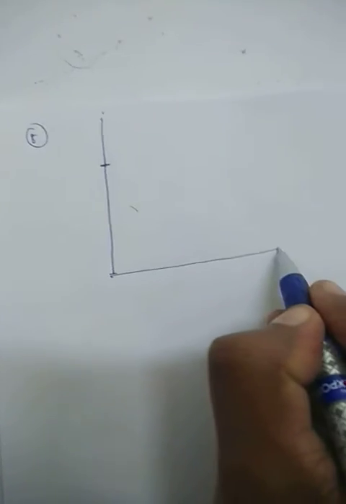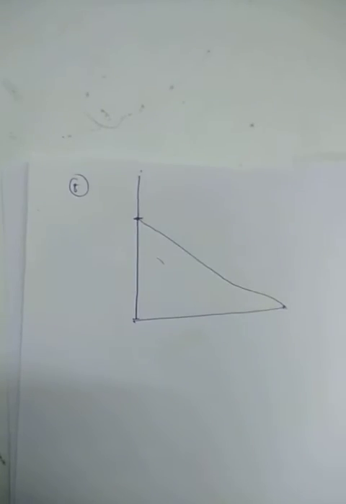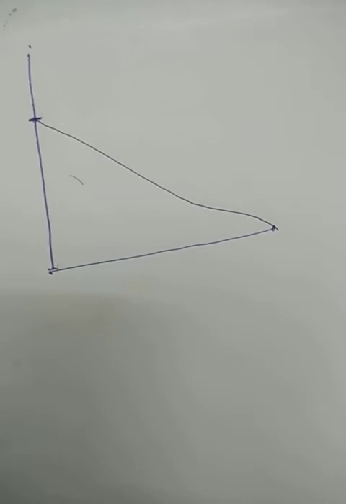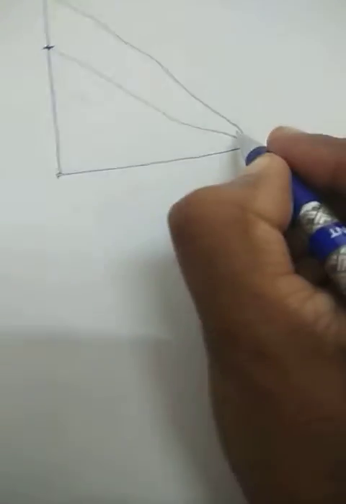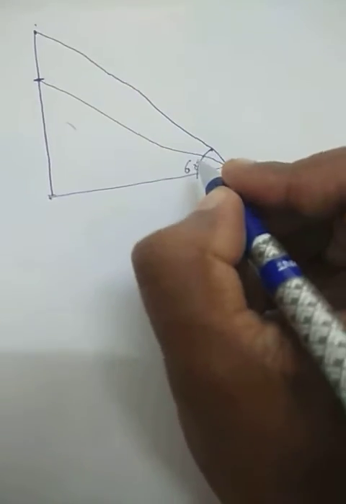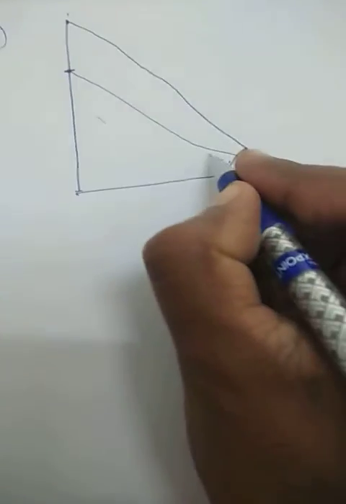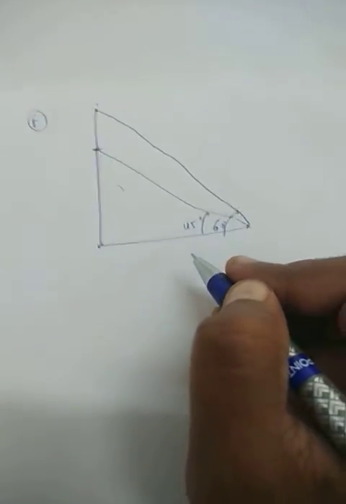There is a point on the level ground, and the top and bottom of the figure. What they told: the angle of elevation of the top of the statue is 60 degrees. So this is the top, and this elevation will be 60 degrees. And from the same point, the angle of elevation of the top of the pedestal is 45 degrees, and this angle of elevation will be 45 degrees. So we have to find the height of the pedestal.